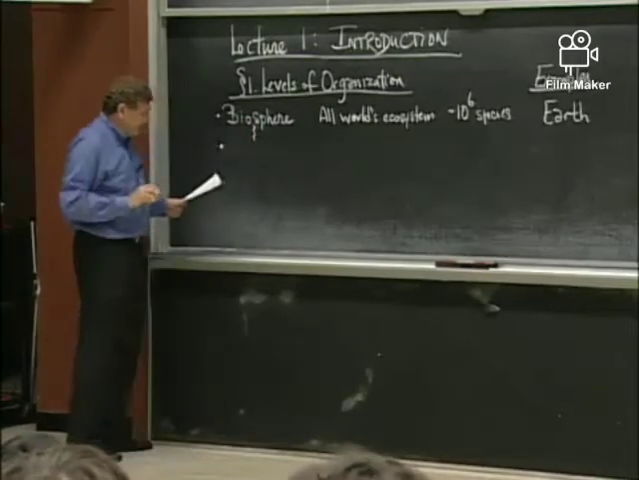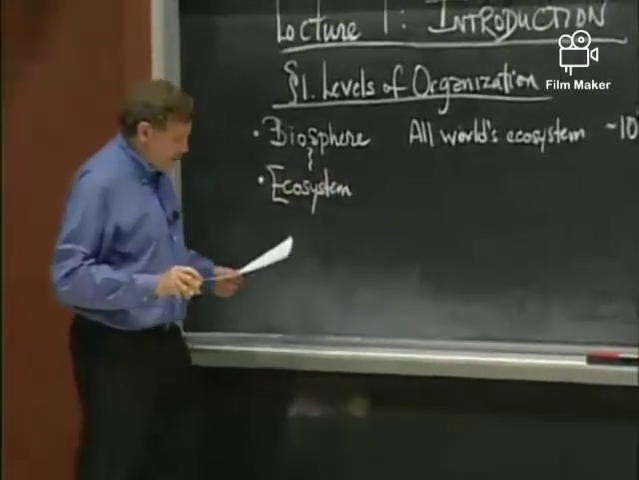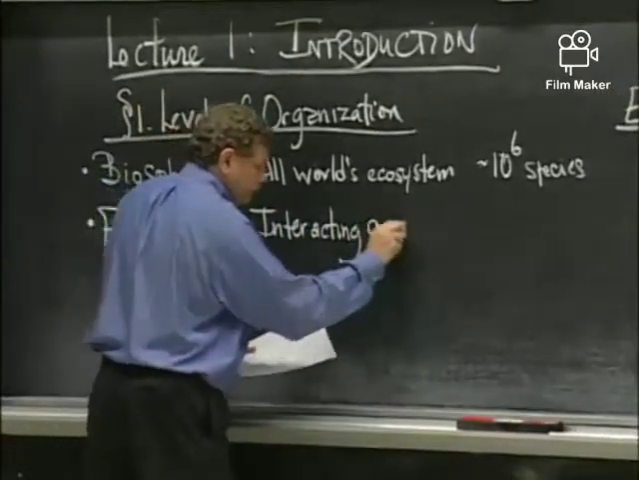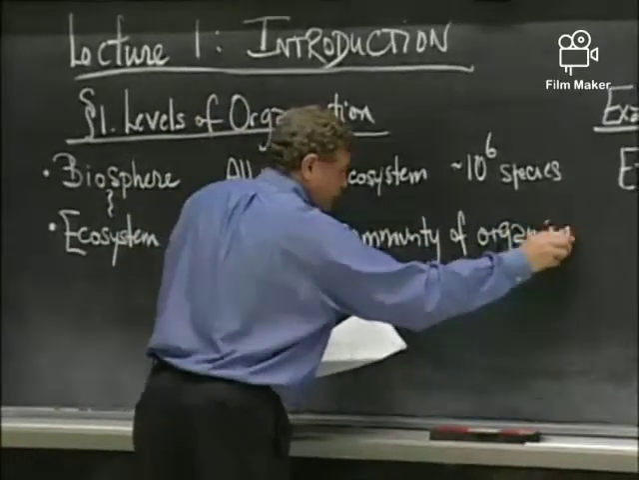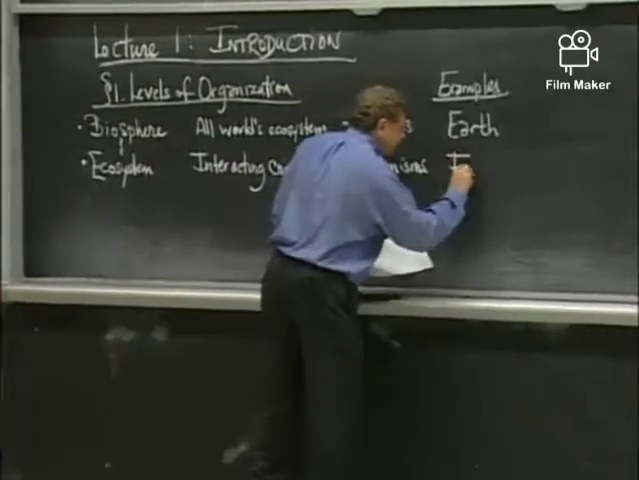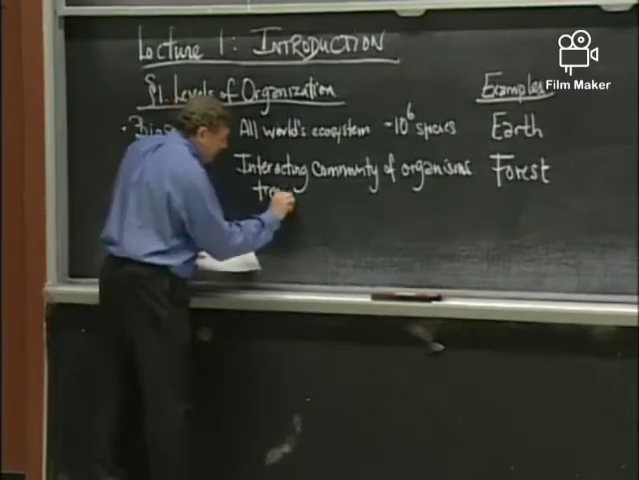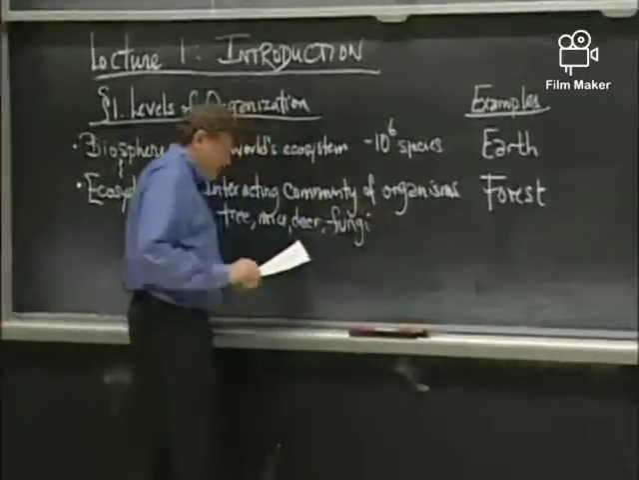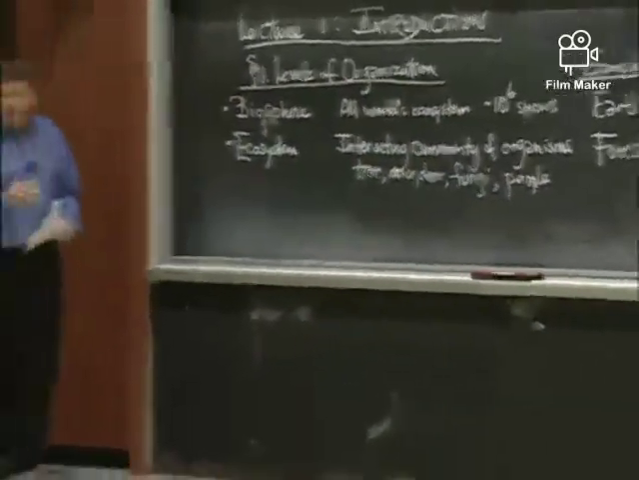Okay. Next, you could study an ecosystem. Now, what do we mean by ecosystem? That's some interacting community of organisms. Like a forest, let's say. You've got trees, and you've got, I don't know, mice and deer, and you've got fungi growing down there on the bottom, and maybe you have some MIT student walking through the forest or something like that. That's all part of the ecosystem.